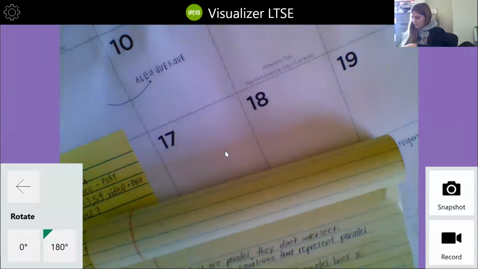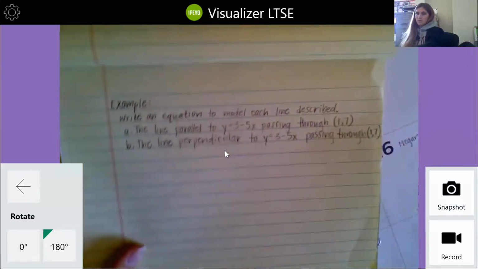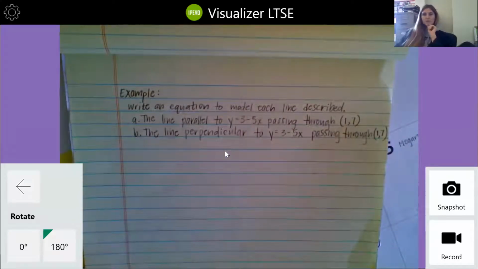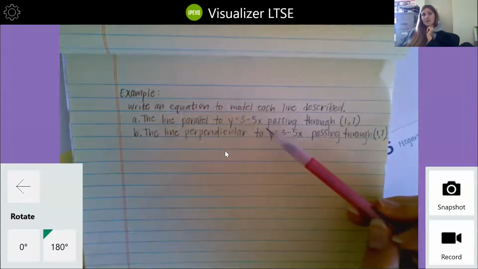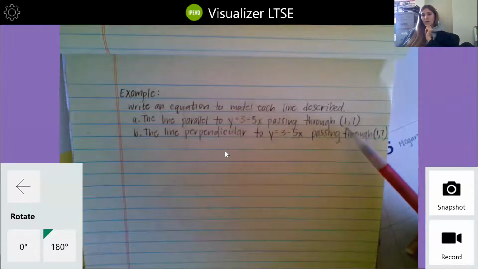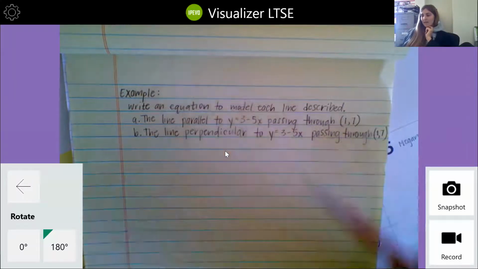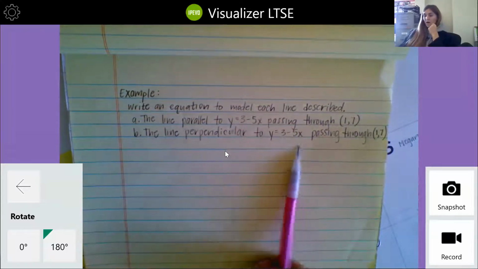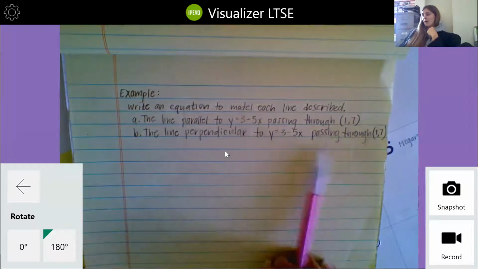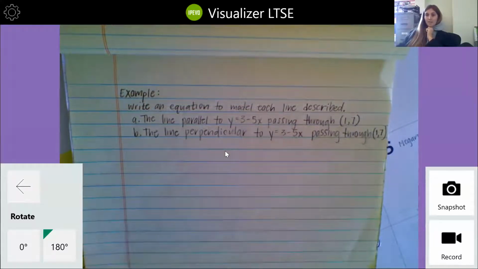Let's do a practice problem. So we have this question: write an equation to model each line described. In part A, we're going to write an equation for a line that is parallel to y equals 3 minus 5x and passes through the point (1, 7). In the second one, we're going to write an equation for the line perpendicular to y equals 3 minus 5x and passes through that point (1, 7).